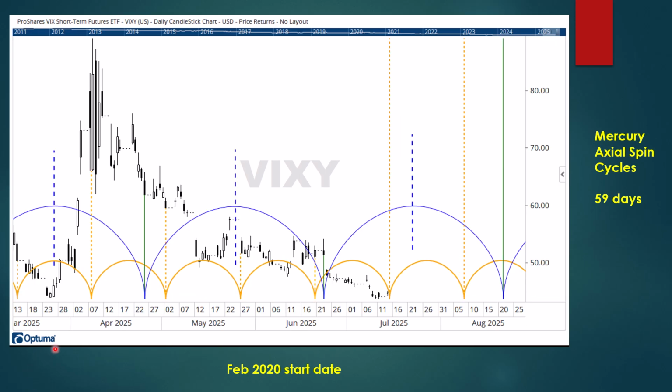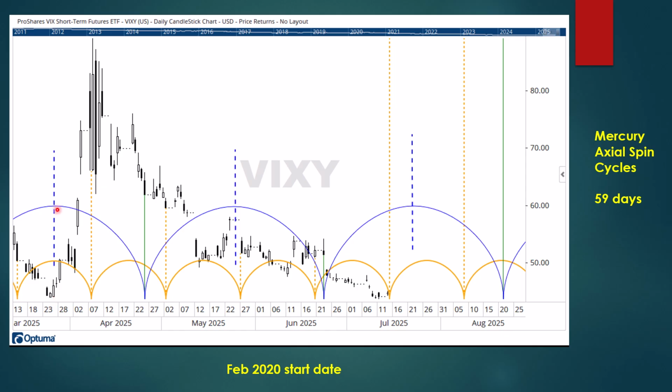Now, let's take a look at the axial spin cycle of Mercury. 59 days to spin one time around on its axis. I went to the February 2020 as a start date. That was right ahead of the COVID panic sell-off. And lo and behold, if I project these 59-day cycles going forward, I get into, at the left-hand side of the chart here, March of 2025.